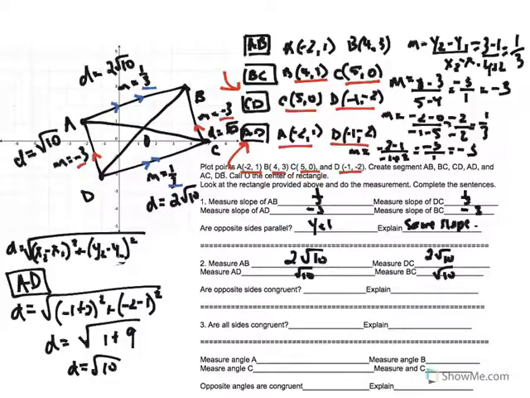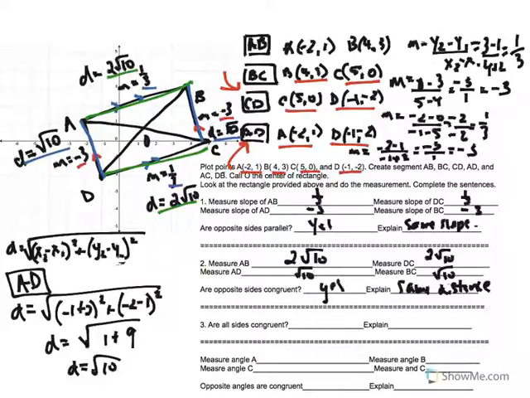Now let's look. Are opposite sides congruent? Opposite sides are AD here, BC here, and they both equal square root of 10, so yes. Let's double check with the other set of sides. AB here is 2 square root of 10, DC here is 2 square root of 10. Are they congruent? Yes. So are opposite sides congruent? Yes. Why? Because they have the same distance.